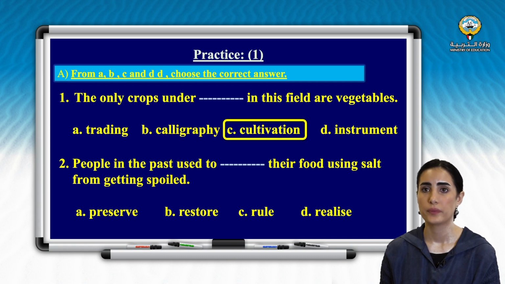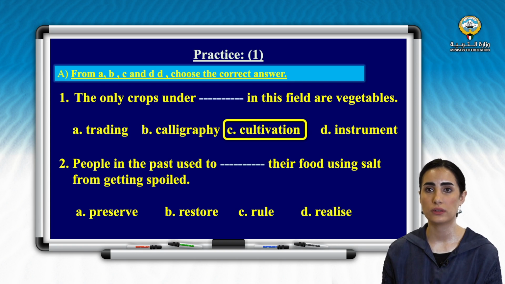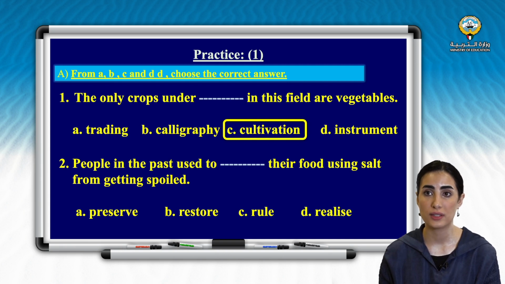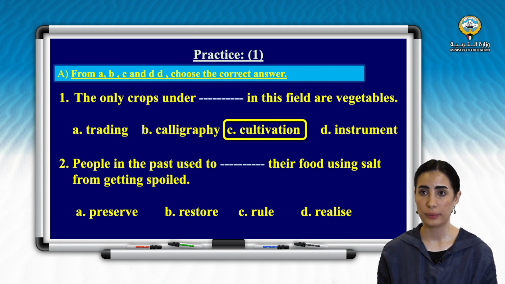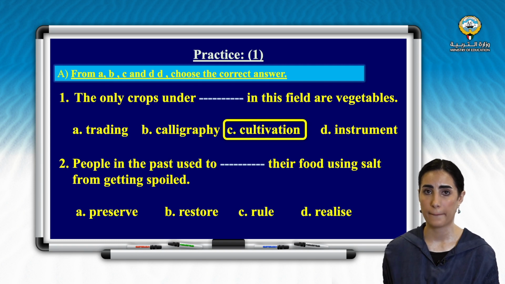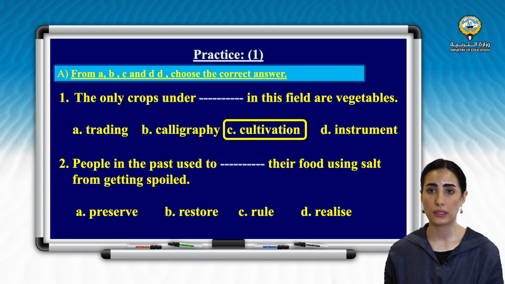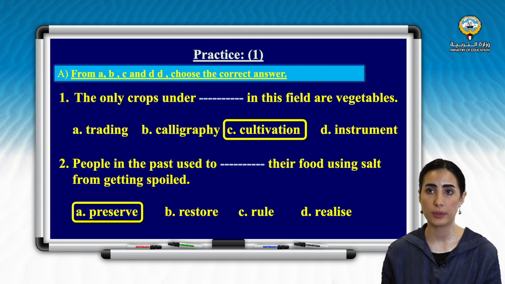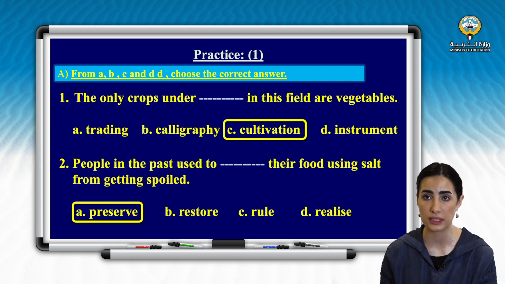Number 2, people in the past used to their food using salt from getting spoiled. So we have the keyword here, food and spoiled. So let's look for the correct word. Is it A, preserve, B, restore, C, rule, or D, realize? Excellent, it's A, preserve. So people in the past used to preserve their food using salt from getting spoiled.